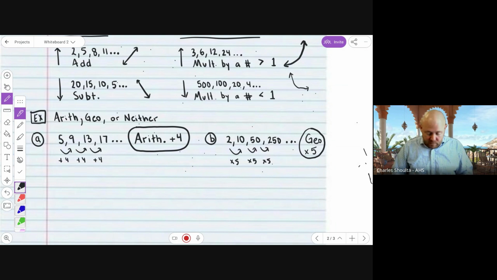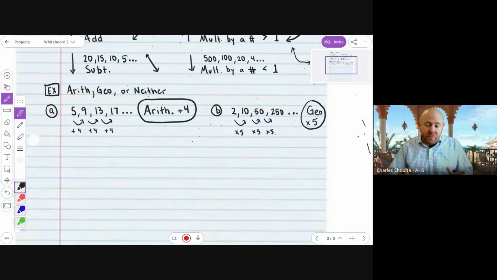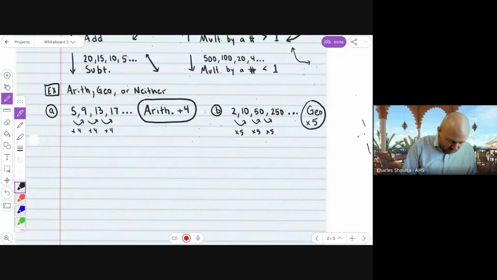Okay. All right. Let me give you one more, and then we're going to get to the more difficult ones, and then we'll wrap it up for the day. Here we go. Ready? How about this one? What if I went 1, 2, 4, 7, 11.